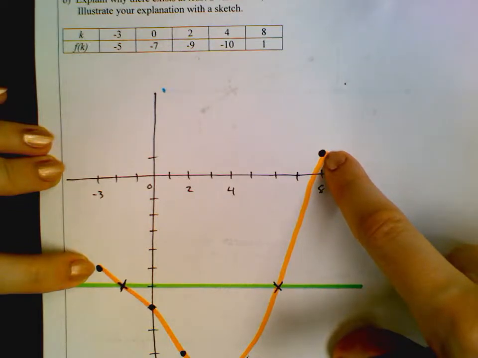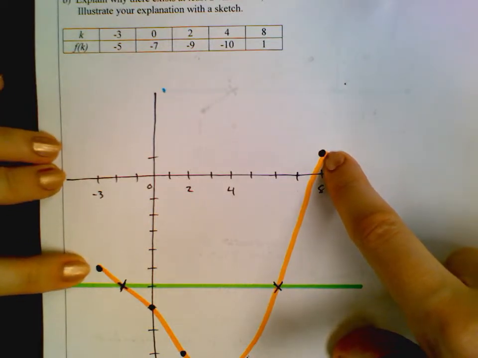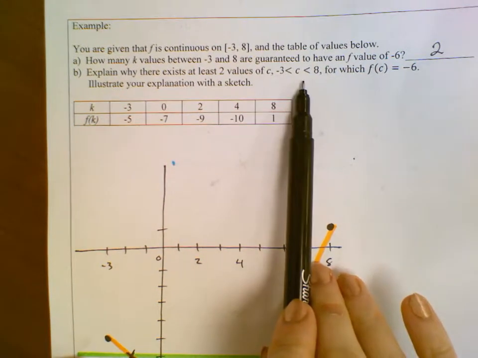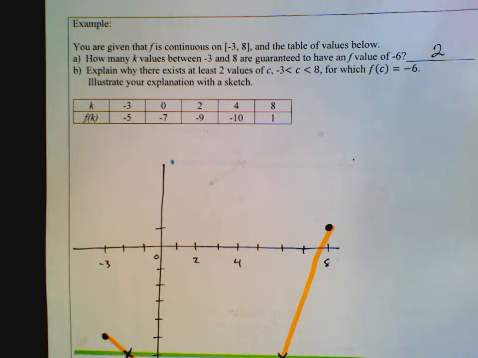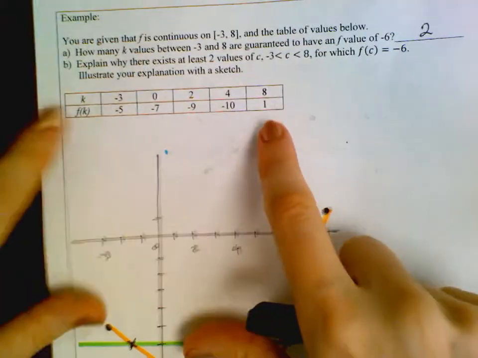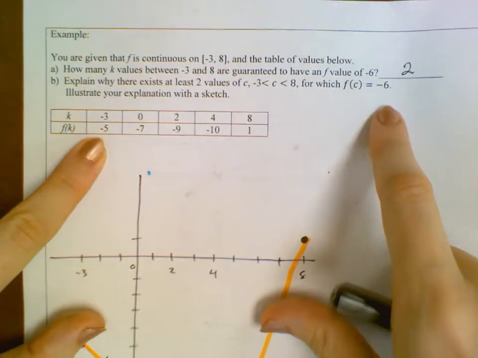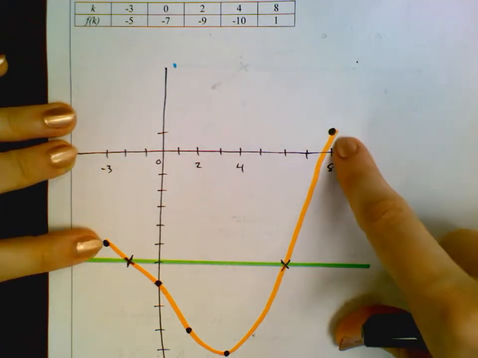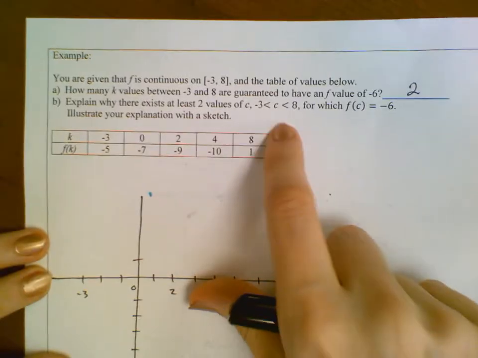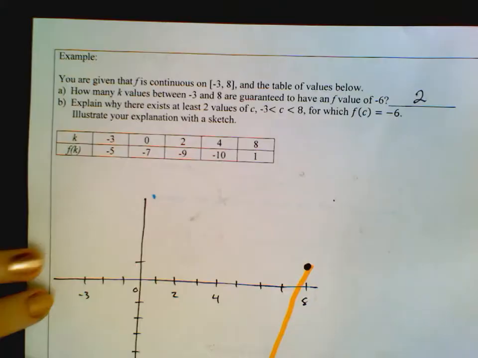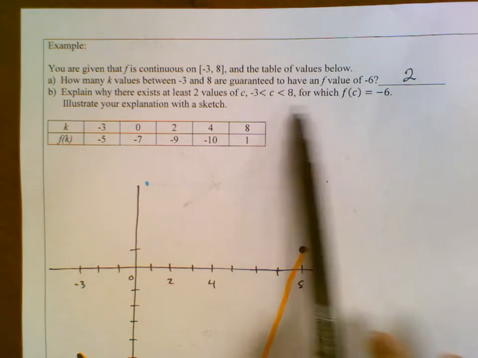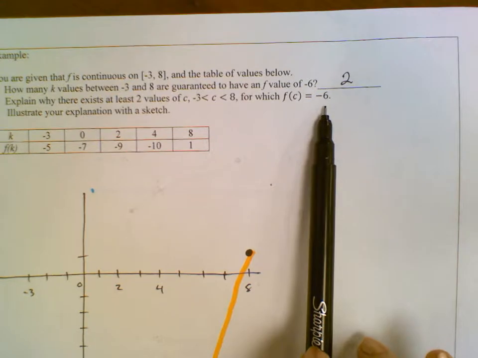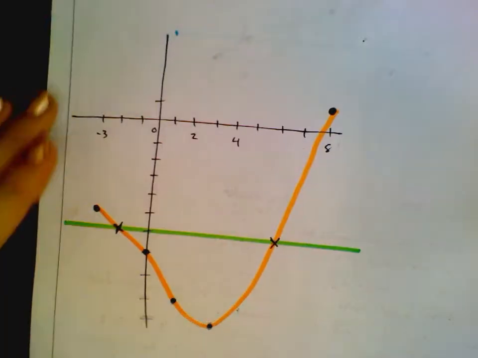Okay, the green line is not between them. So I have to take this larger interval and look at the smaller intervals inside of it, so that I can prove to my reader what they're asking. For f of negative 3 and f of 8, negative 6 is not an intermediate value. So I have to find some smaller intervals within this larger interval for which negative 6 is an intermediate value. Okay, so let's look.